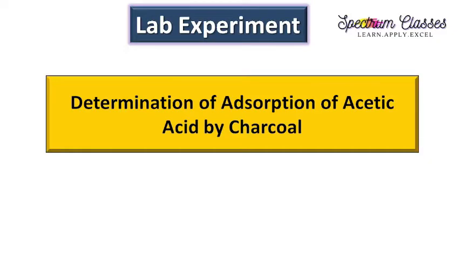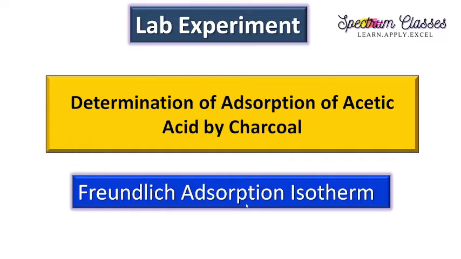This is my part 2 video of the experiment determination of adsorption of acetic acid by charcoal. In the part 1 video, I have shown you the detailed experimental method of how we perform the experiment. So here we are following the Freundlich Adsorption Isotherm to determine the concentration of the acetic acid adsorbed on the charcoal, and this experiment is very important for research purposes also, to get the adsorption of dyes over the activated charcoal or different kinds of charcoals which we are having, right?